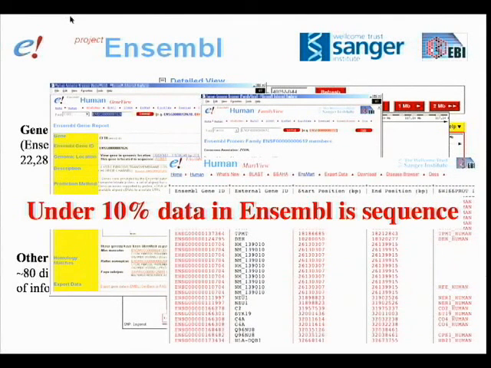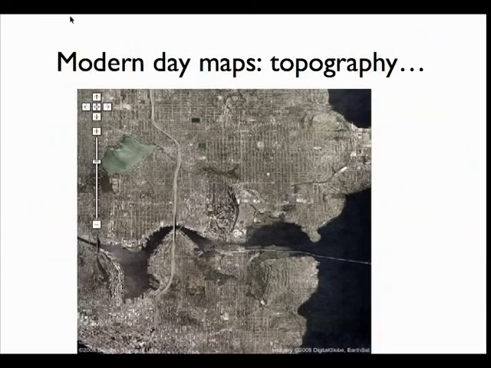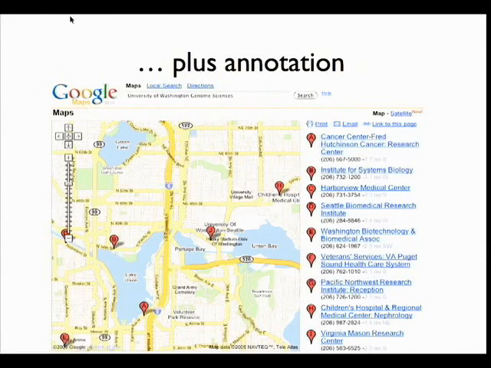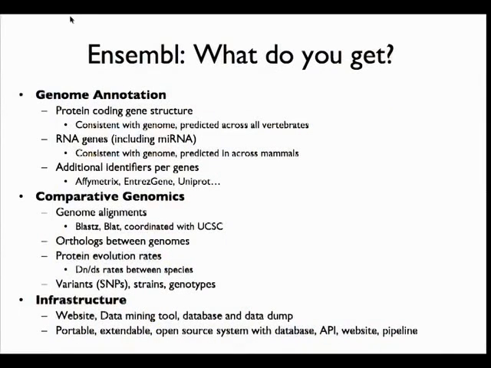10% of what's in Ensembl is sequence. It's not completely unlike what you do here, putting annotation on top of maps. We're putting annotation on top of the sequence. You're in a 2D coordinate system with Google Maps. We're in a 1D coordinate system with Ensembl. So we add gene annotation.